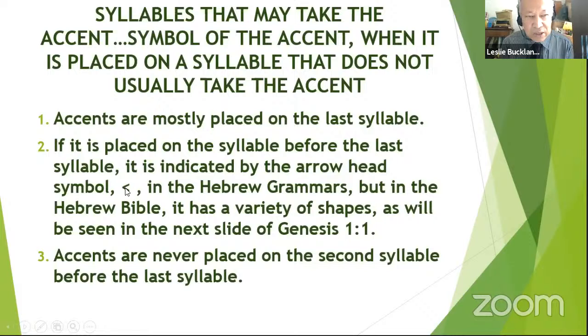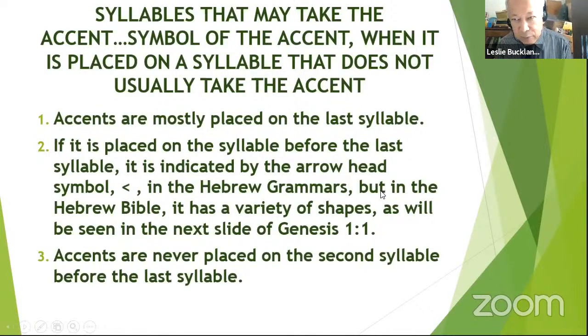You won't see this on the last syllable because it is taken for granted that an accent will be on the last syllable. However, whenever it is not on the last syllable, then you have to be shown where the accent is by this arrowhead over the syllable. And that syllable is the syllable before the last syllable.